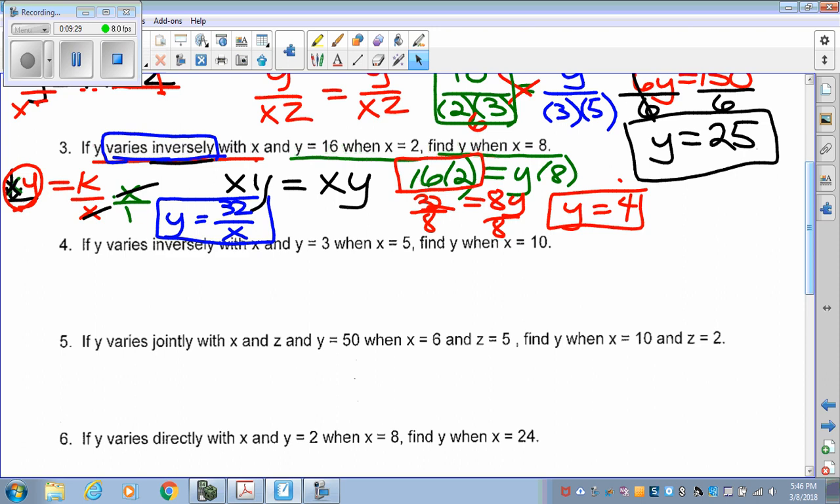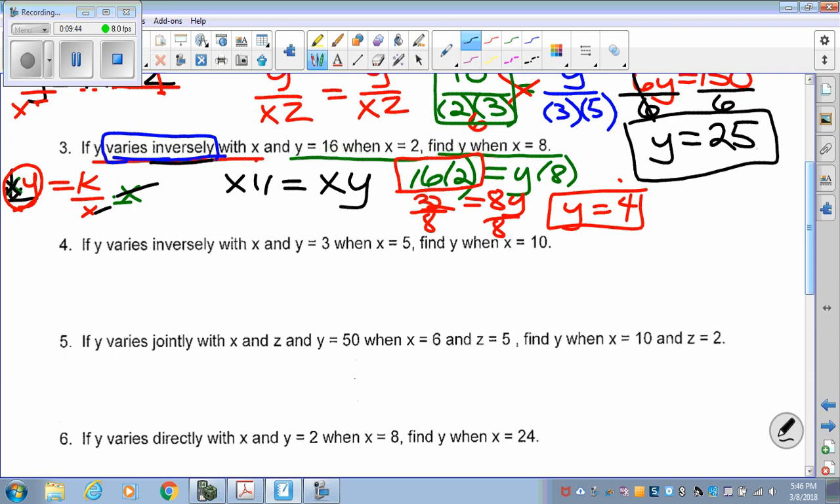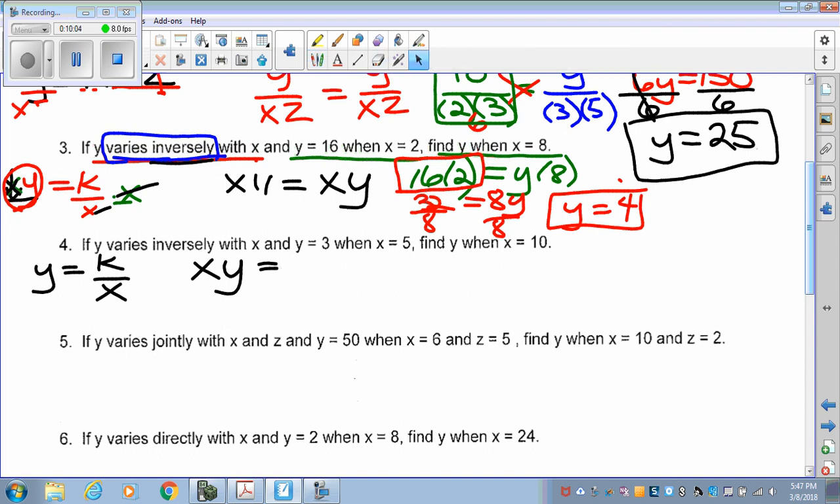So go ahead and try number 4 and pause it, and then you can check it when you get back. All right, so for number 4, you have y varies inversely with x. Okay, and so that means x times y equals my constant. So I can set xy equal to xy, because that equals the constant.